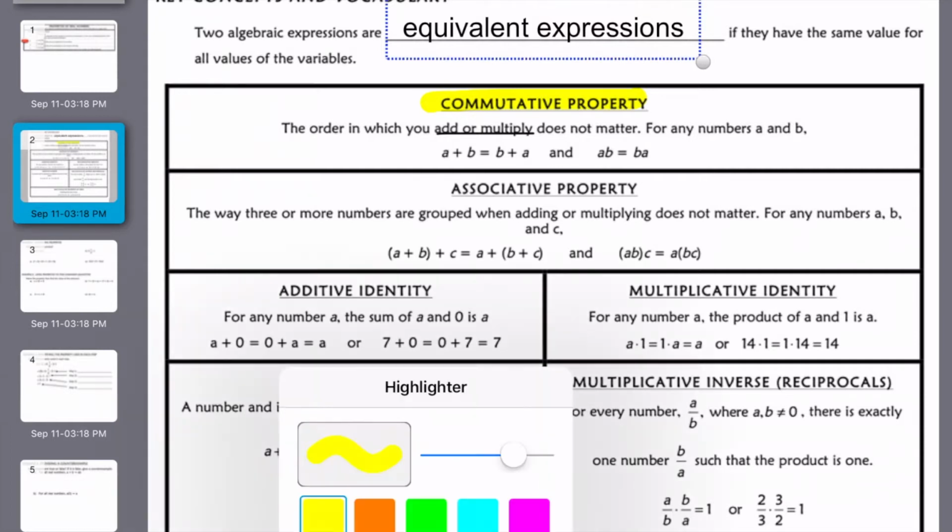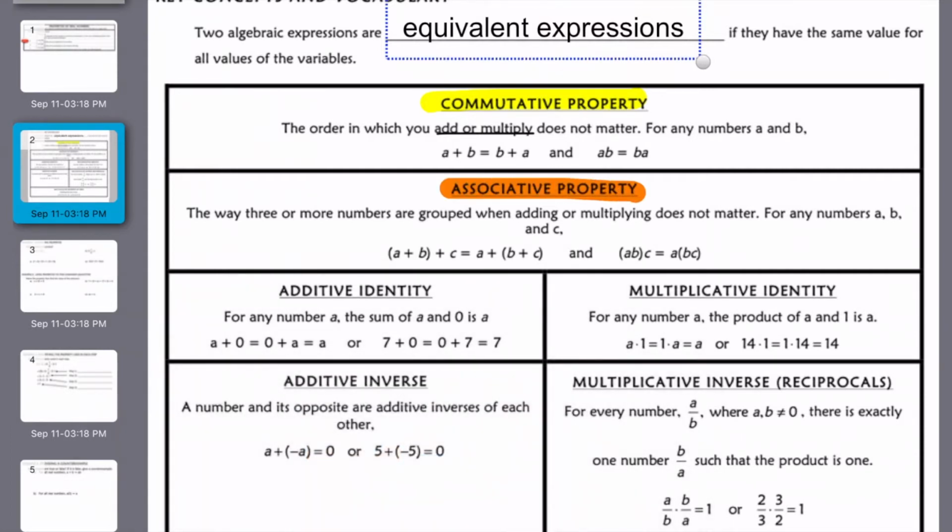Our associative property: the way three or more numbers are grouped when adding or multiplying does not matter, for any numbers a, b, and c. So (a + b) + c equals a + (b + c). This is a grouping property. Same thing for a times b times c, or a times the quantity b times c.